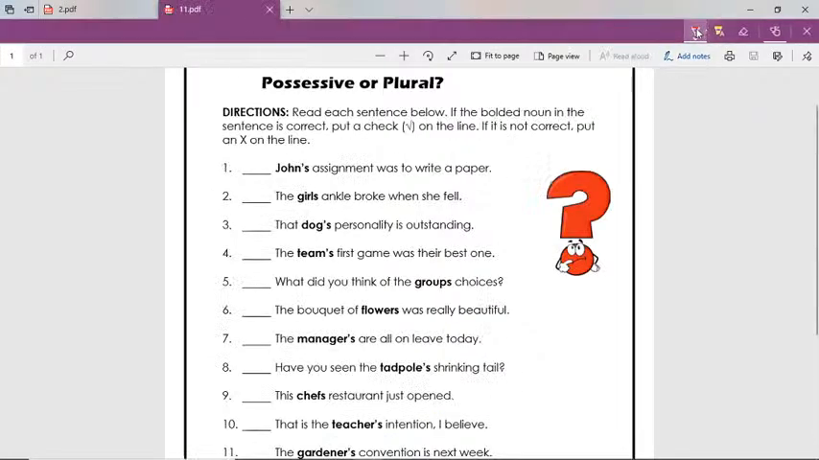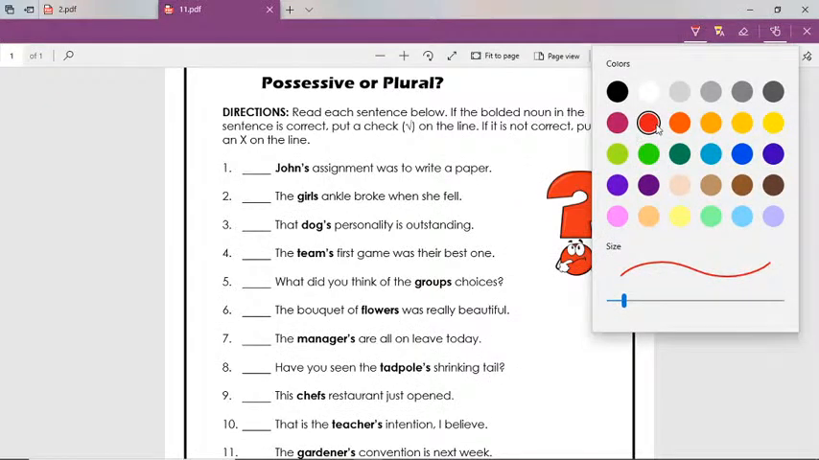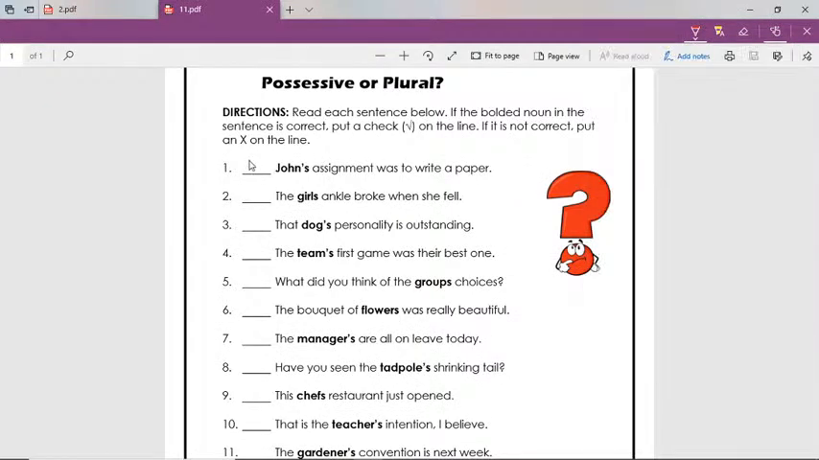Okay, so question 1. John's assignment was to write a paper. Do you think this is right or wrong? This is actually right. That's fine. John's assignment was to write a paper. The apostrophe comes after John, followed by the S, and the assignment comes afterwards, because the assignment belongs to him.